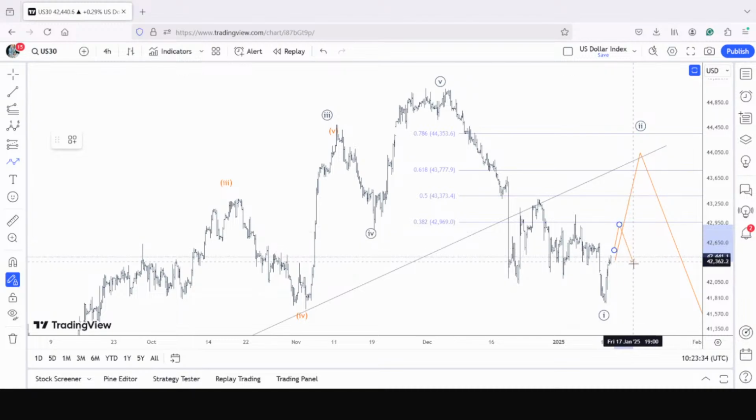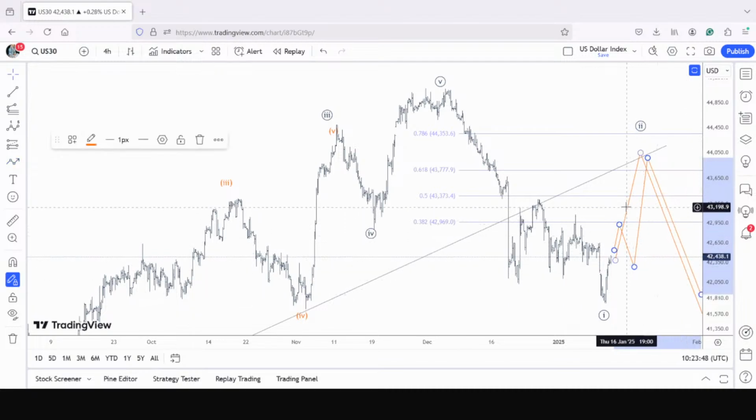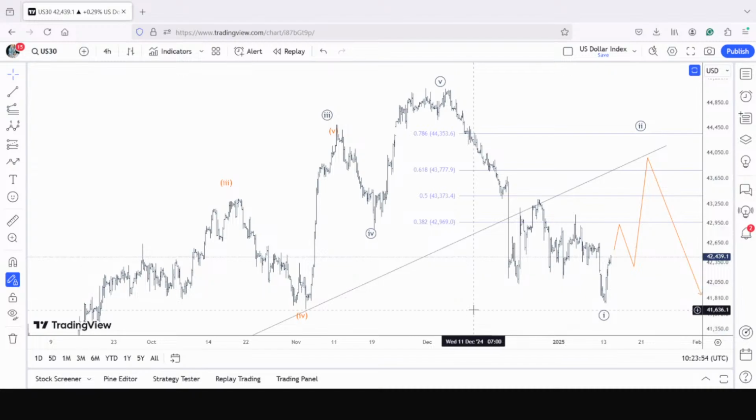Okay, and then a corrective decline, and then a rally, and that should be followed up lower. Okay, I'm going to take the other one out so that we are not confused. This is what we're expecting.